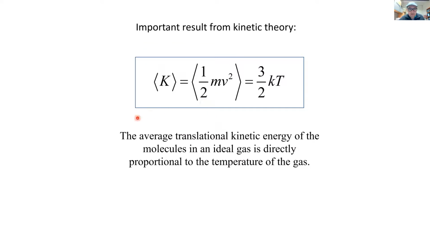And in words, what it says is the average translational kinetic energy, right? That's this average of 1/2 mv squared of the molecules in an ideal gas is directly proportional to the temperature of the gas, like that. Right? 3/2 k is the constant, so it's proportional to the temperature of the gas.